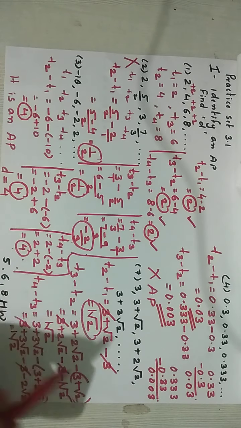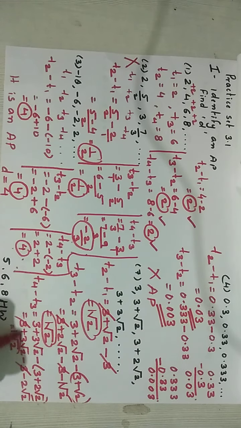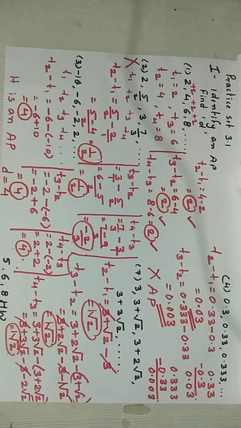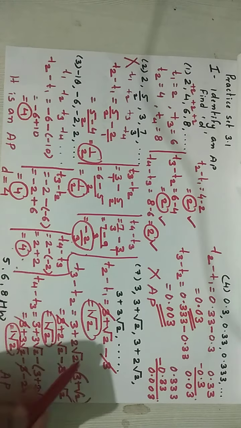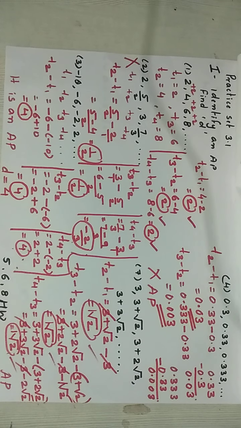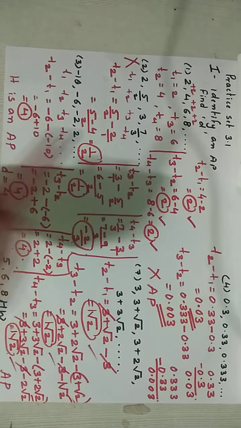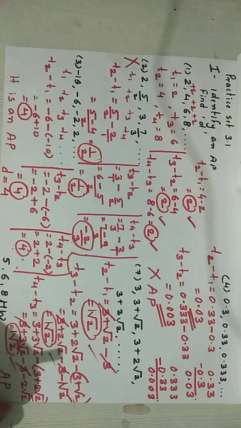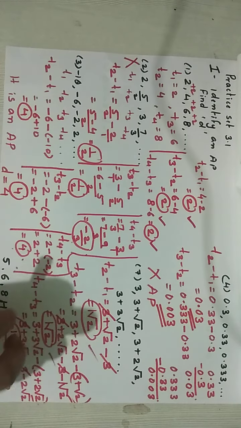It is clearly seen that the difference is coming out same every time. So since the difference is same, we can write over here that the given sequence is an AP, and the common difference will be root 2. Now from this sum, question number 5, 6 and 8, try on your own. On the similar lines you try question number 5, 6 and 8. We'll go for the next sum, question number 2.